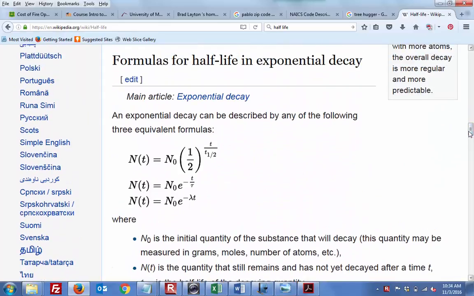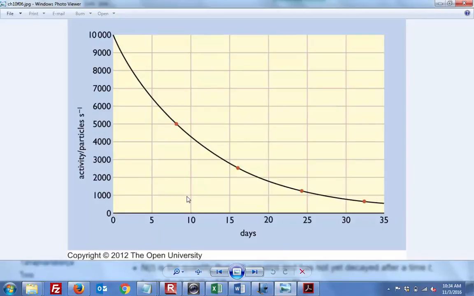There's sort of three different ways to describe what the half-life is. This is kind of the easiest one. This is the exponential, and this is the time constant. But the point is, if we come back to this figure, we can see that we start with 10,000 particles. In 8 days, we're at 5,000. Already half. Half, exactly. In 16 days, we're at 2,500, 1/4.